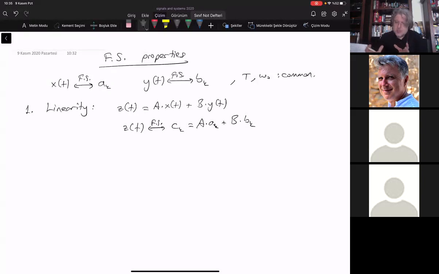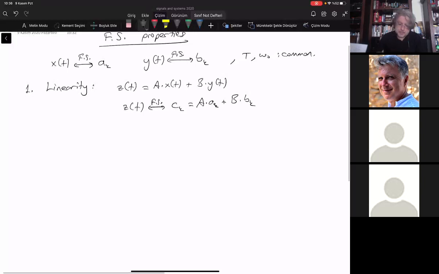So the combination of the signals will combine the Fourier series coefficients. But if the periods are not the same, you have to think very carefully which Fourier series coefficient harmonic index corresponds to which index. You can only combine if they correspond to the same frequency. If a1 is at omega 0 and b1 is also at omega 0, only then you can combine a1 and b1. So you have to first match the period or the frequencies for this linearity to apply.